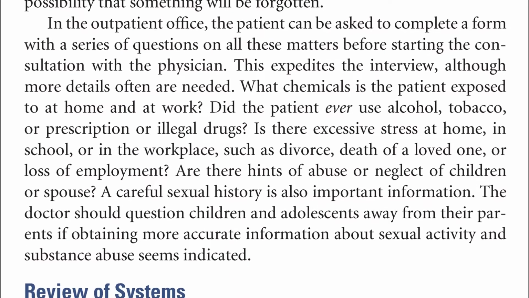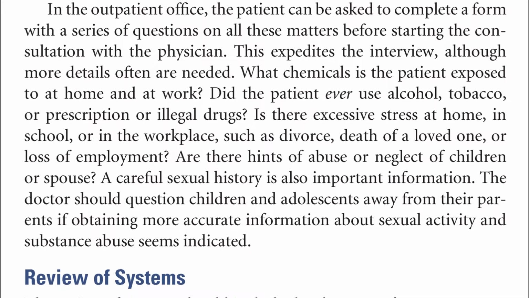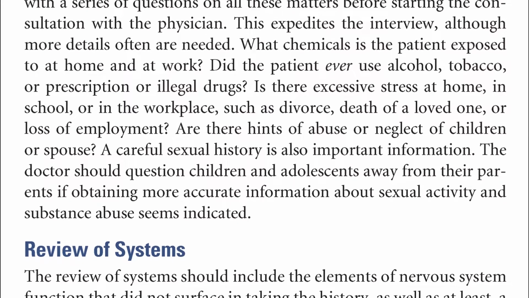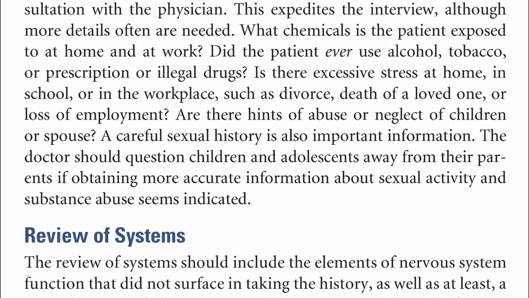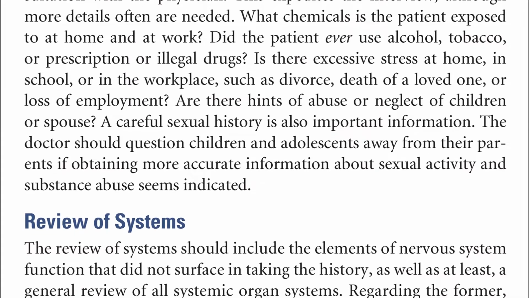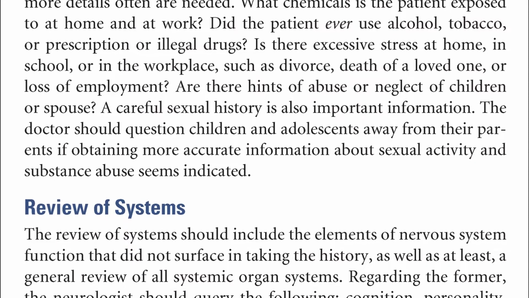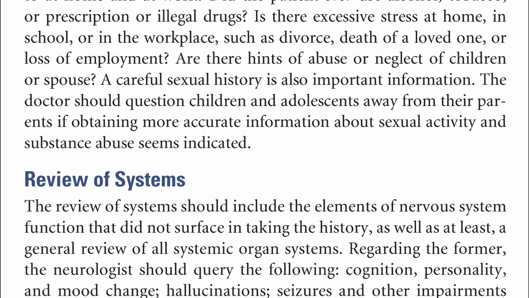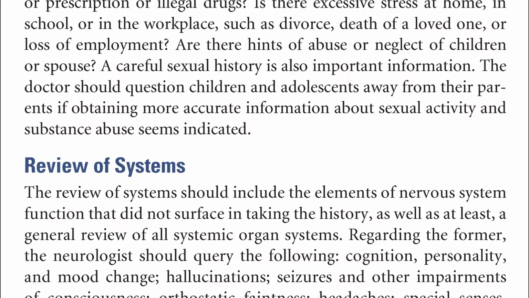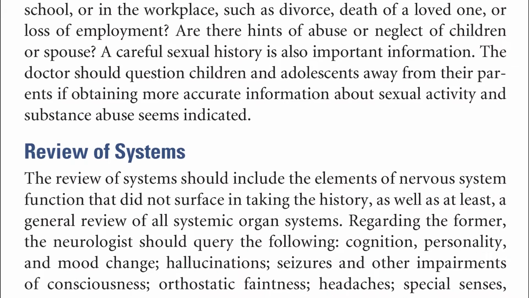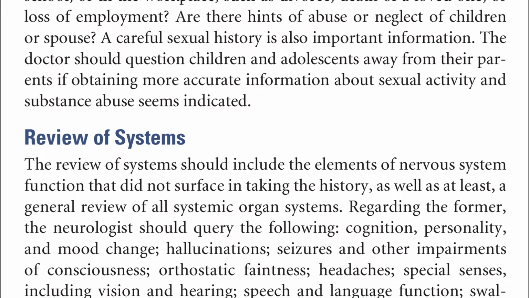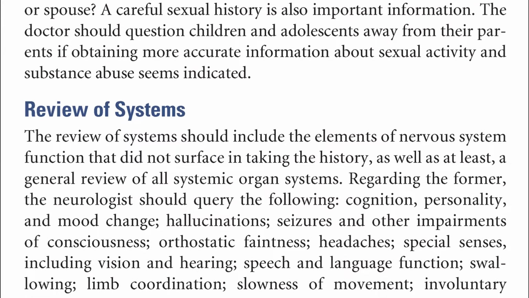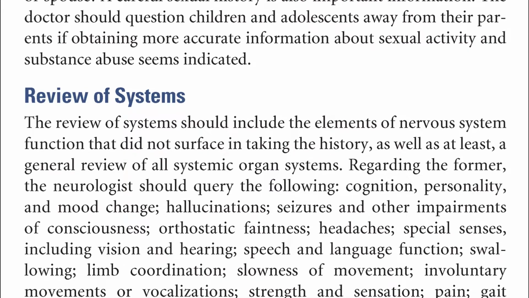Is there excessive stress at home, in school, or in the workplace, such as divorce, death of a loved one, or loss of employment? Are there hints of abuse or neglect of children or spouse? A careful sexual history is also important information. The doctor should question children and adolescents away from their parents if obtaining more accurate information about sexual activity and substance abuse seems indicated. Review of systems. The review of systems should include the elements of nervous system function that did not surface in taking the history, as well as at least a general review of all systemic organ systems.